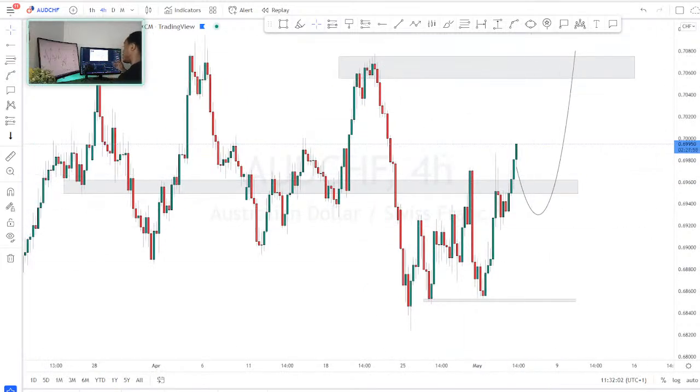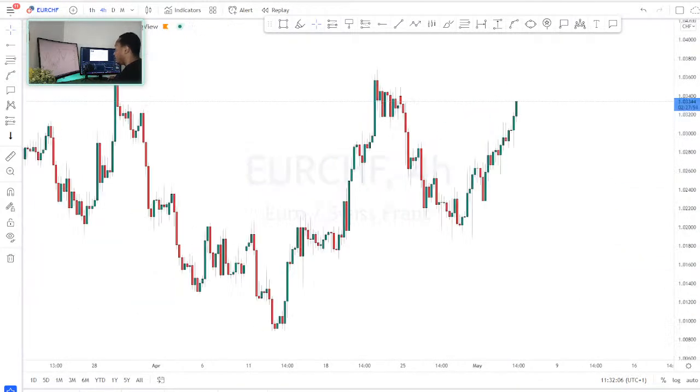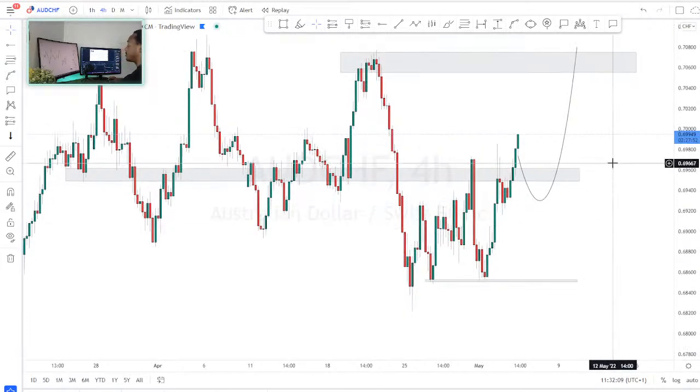And I think CHF is just very, very weak as well. I've gone through pretty much every CHF pair, and they're all pushing to the upside quite aggressively. So CHF is definitely weak, sorry, and AUD is definitely reacting to the back of that.